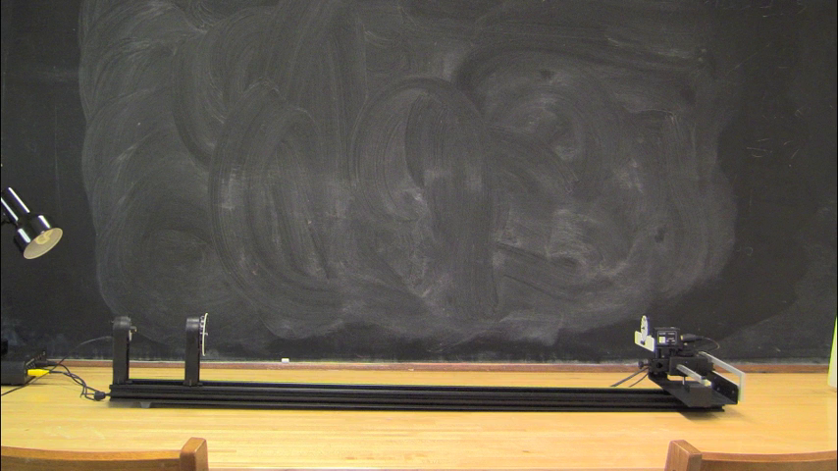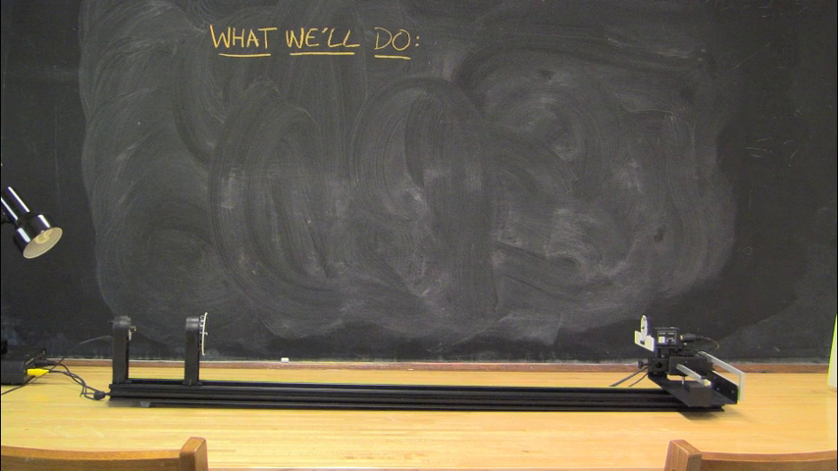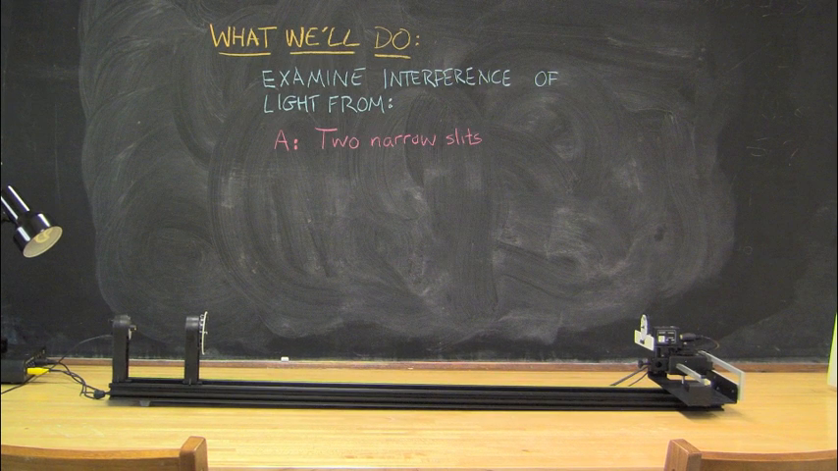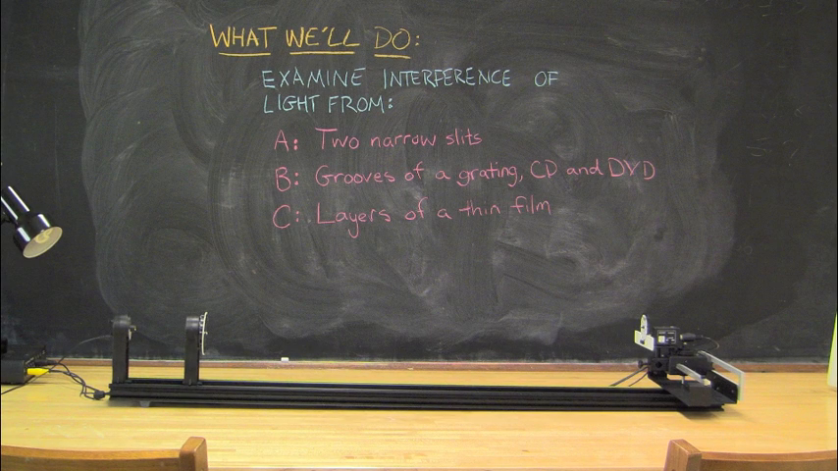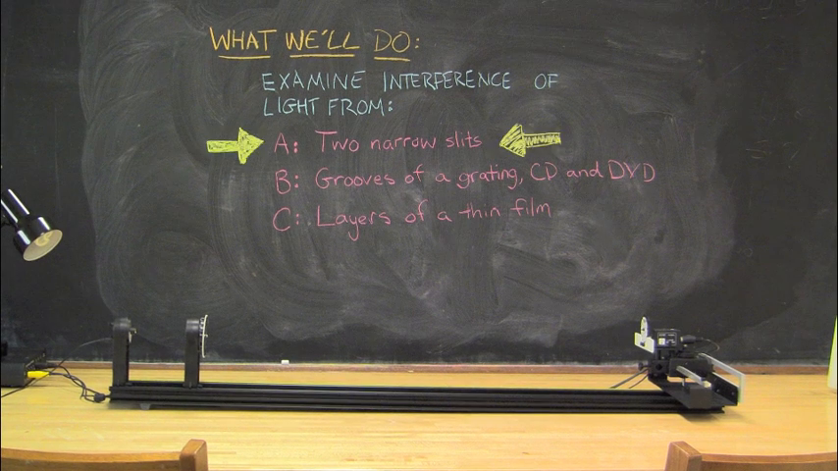Let's move on to the experiment. In this lab, we'll examine the interference of light from two narrow slits, the grooves of a diffraction grating, CD or DVD, or from the layers of a thin film. We'll start with the double slits.